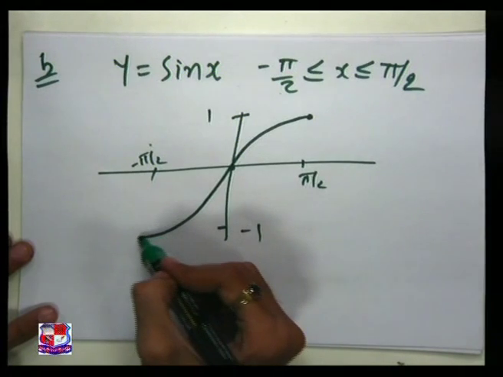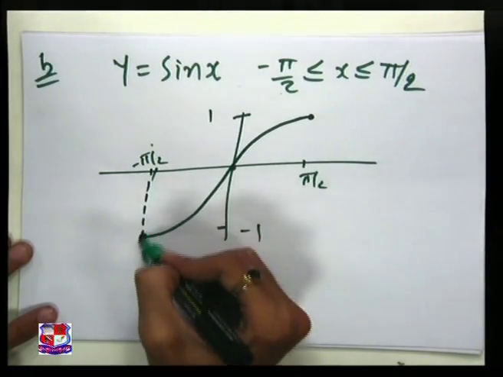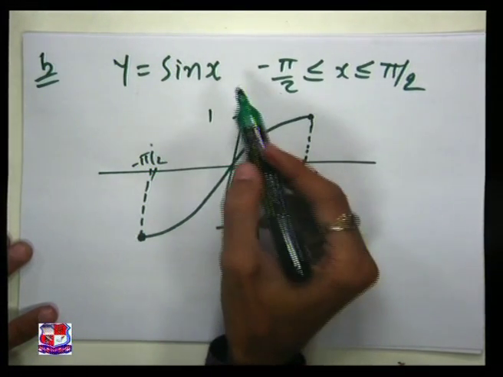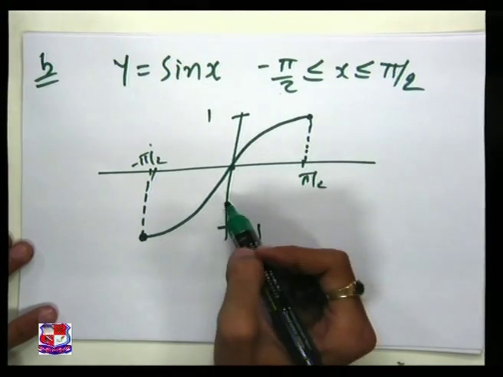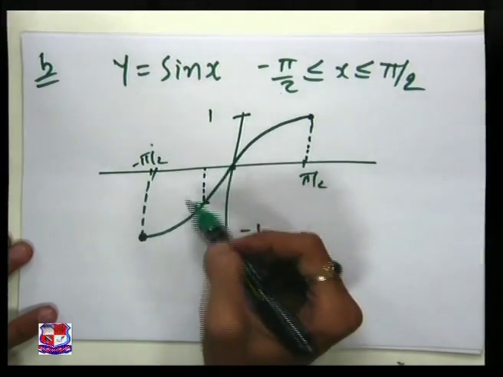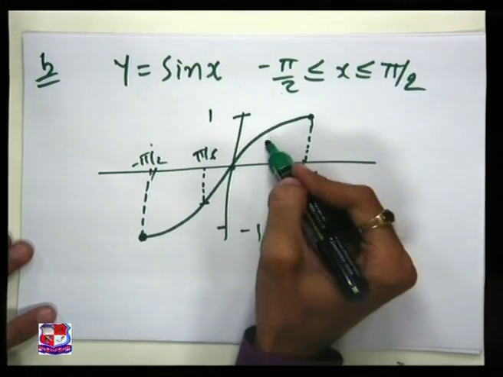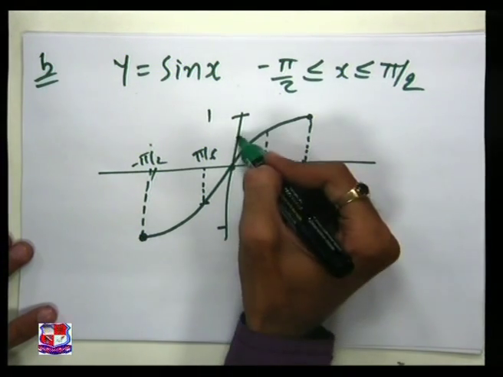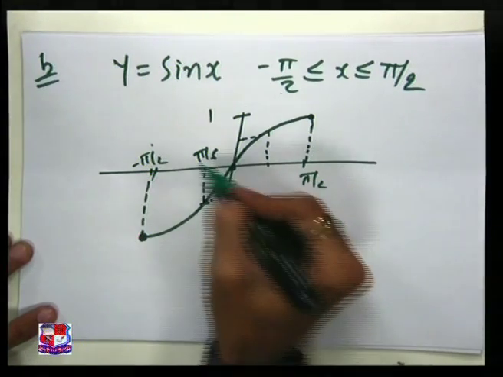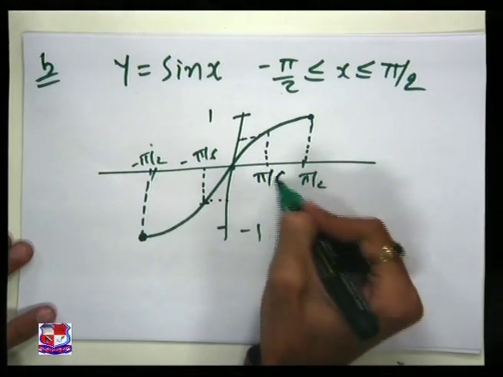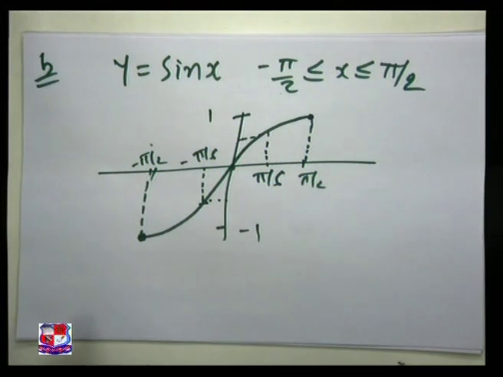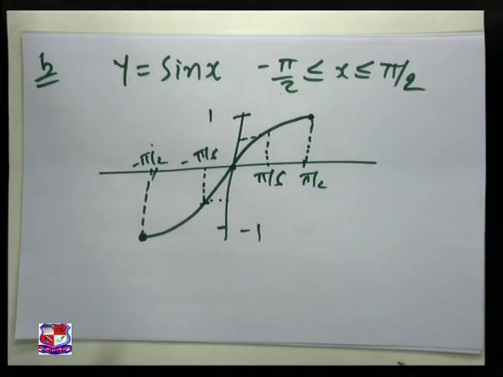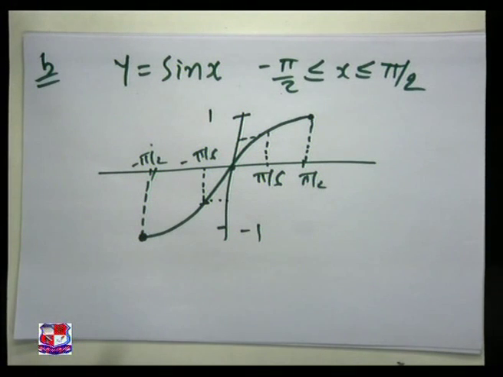This is the graph, here for minus pi by 2, this one is for pi by 2. We also know that sin pi by 6 is 1/2, that is here. In the same way, here is minus 1/2, this is plus 1/2. This is equal to minus pi by 6, this is equal to pi by 6. So in this way we will get the graph of sin x for minus pi by 2 less than or equal to x less than or equal to pi by 2. So this is the graph of y is equal to sin x.